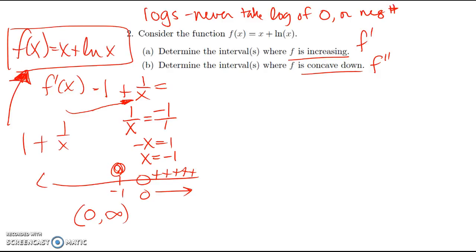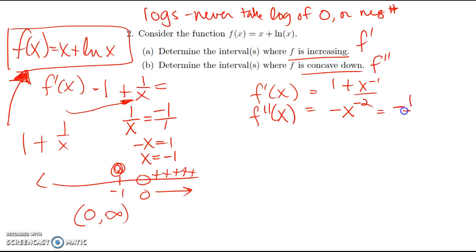Let's look at the second derivative now, because we want to look at concave down. So here's the first derivative, 1 plus, now 1 over x I can rewrite as x to the minus 1, can't I? Second derivative, derivative of 1 is 0. We use the power rule on this, negative x to the minus 2, which is the same as negative 1 over x squared, isn't it?